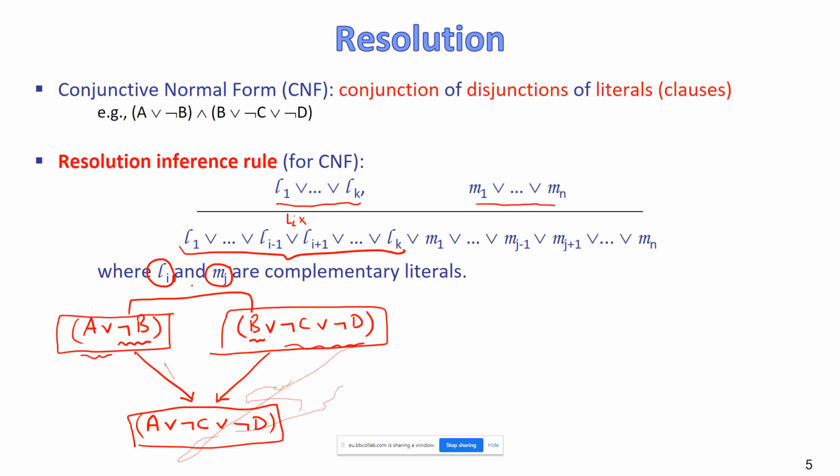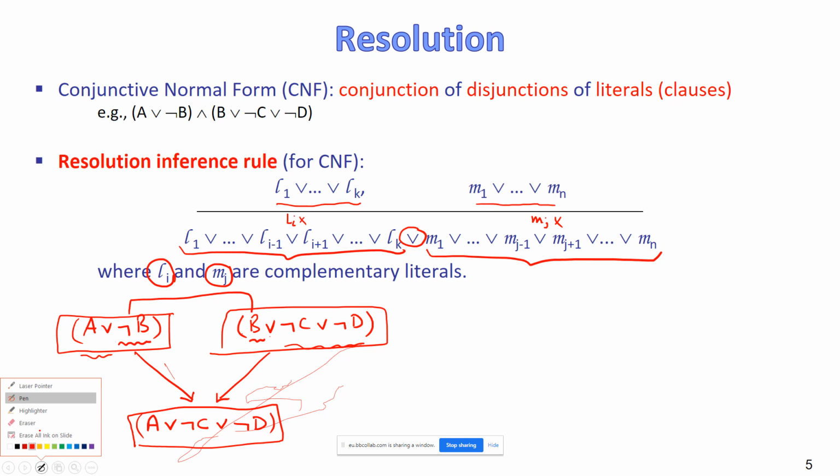Because we assume that Li and Mj are complementary, they should be cancelled out. So we should cancel Li from here and also cancel Mj from here. So Mj is not listed. And we of course connect them with OR. So that's the inference, the resolution inference rule. This is the resolution inference rule.